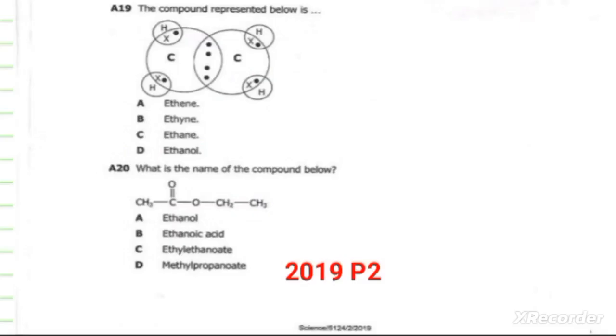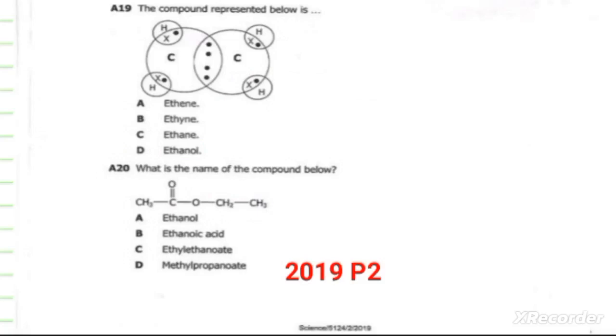So we are going to answer this question, which is coming from 2019 paper 2, to test our understanding. This question is question A19. The question reads, the compound represented below is: A, ethene, B, ethine, C, ethane, D, ethanol.